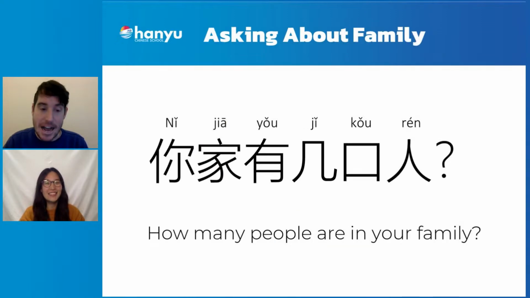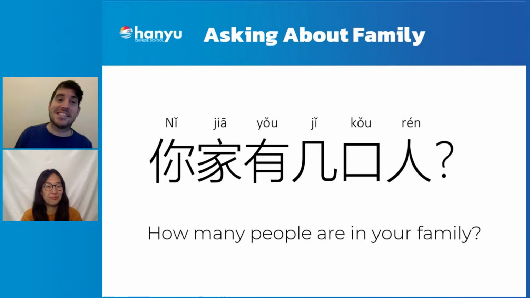Now that we reviewed this verb, we will use it a lot during today's lesson. We will learn how to ask about family size. How do we ask about family size, Melanie? So it's 你家有几口人? So literally, what does this question mean? 你家有几口人? 你家, your family; 有, to have or there are; 几, a question word, how many; 口, the magic word for family members; and 人, people. How many people are there in your family?